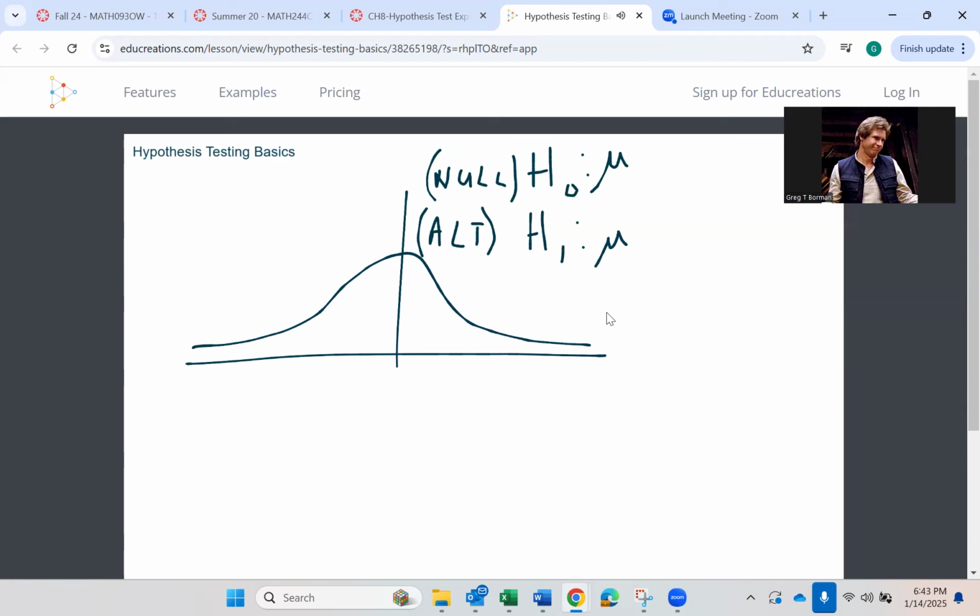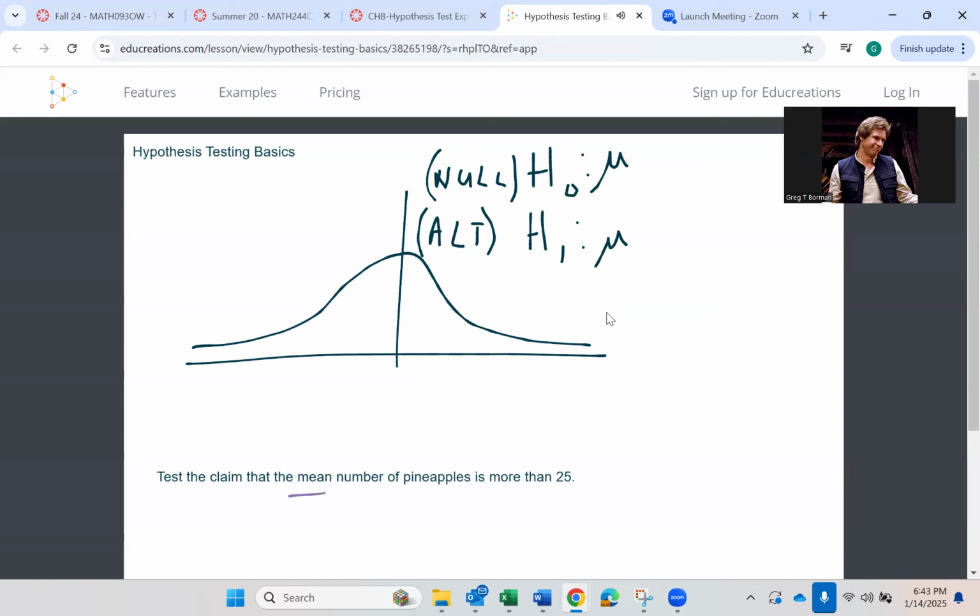Now, let's say that in the problem, there's a statement that says something like this: Test the claim that the mean number of pineapples is more than 25. The wording of that statement, as I have it, is fairly typical of how they'll look on tests and in the homework.